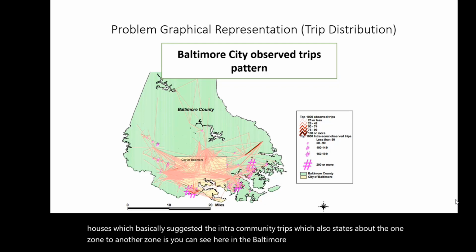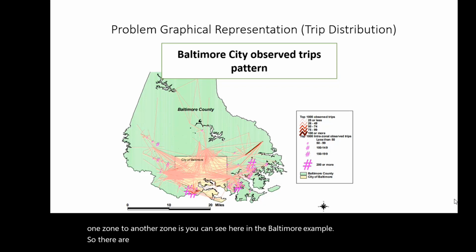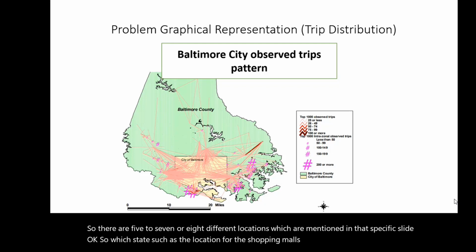Okay, so there are 5 to 7 or 8 different locations mentioned in that specific slide. Okay, which state the locations such as shopping malls, origins, schools, offices and so on. Okay.